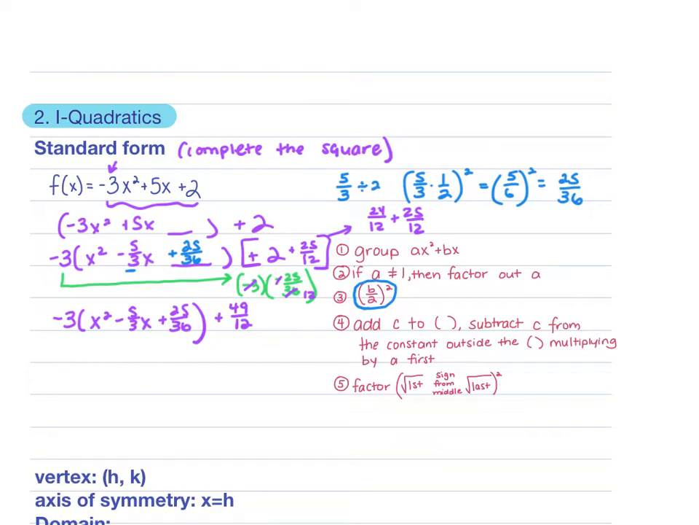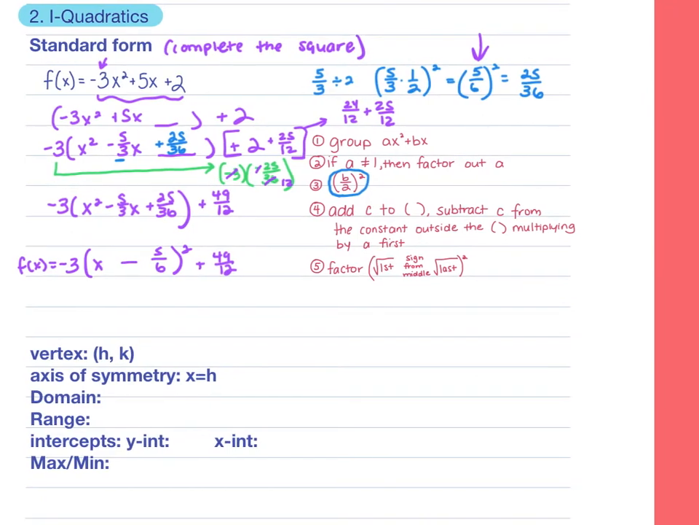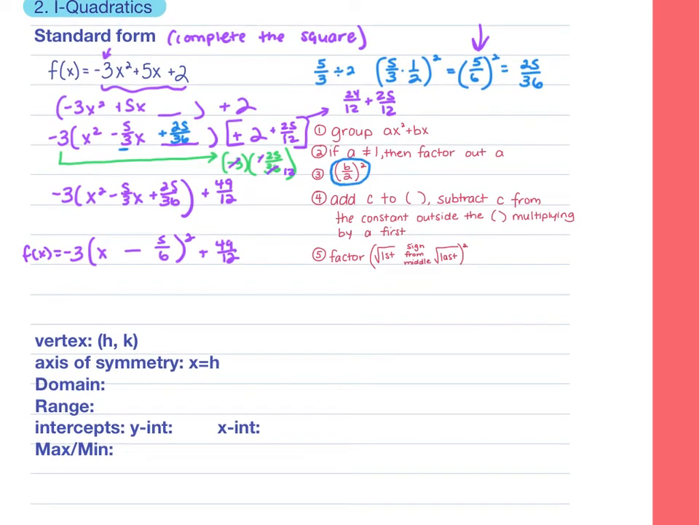Now I need to factor what's inside the parentheses, so I square root the first term, square root the last term, take the sign from the middle, put it in the parentheses and square it. This will be the same thing that you got before you squared over here, plus 49/12. So there's my function in standard form. From here, my vertex is hk, so it's what follows the x, which would be 5/6, and then what's on the outside, 49/12.